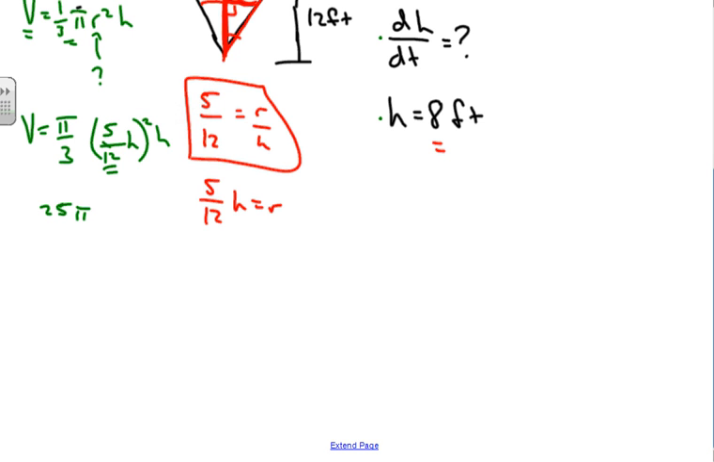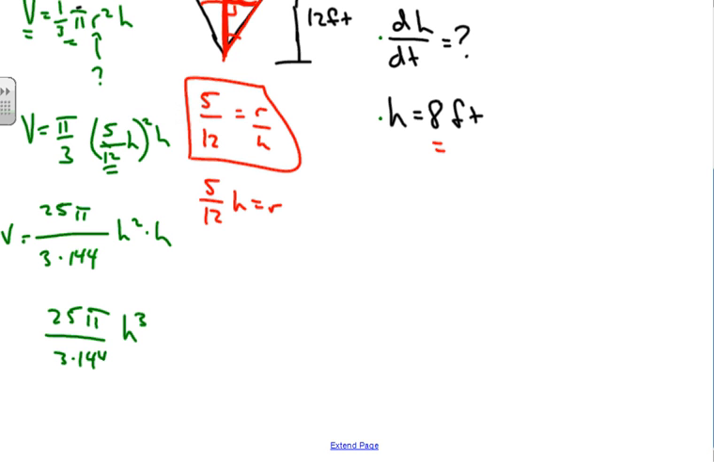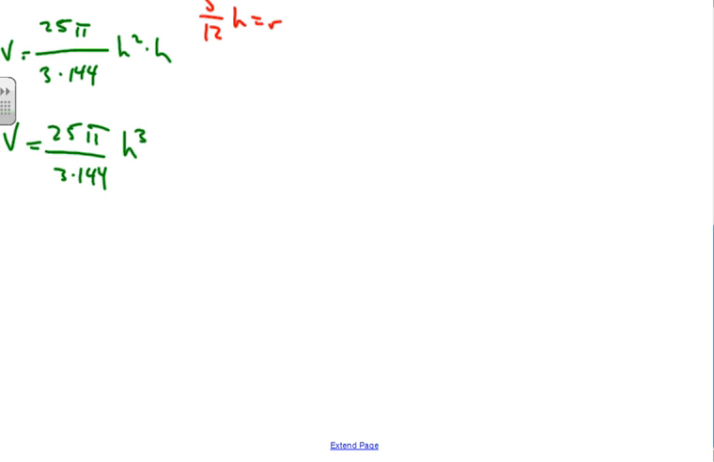144 times 3. And then we're going to have H squared times H. That is our volume, and that's going to be H cubed. So we have H cubed times 25 pi over 3 times 144. Now, I'm just going to keep it like that because I think good things are going to happen to those that wait. And what we have is our equation. And remember, this is multiplied.